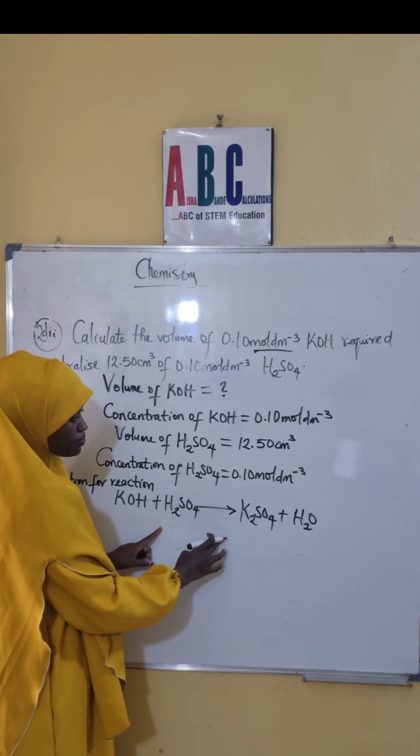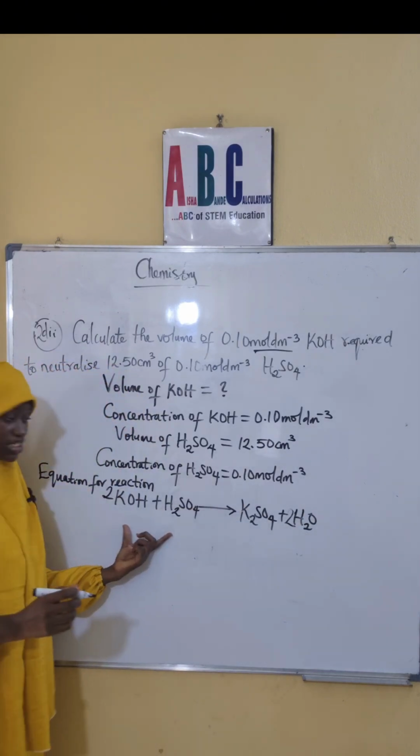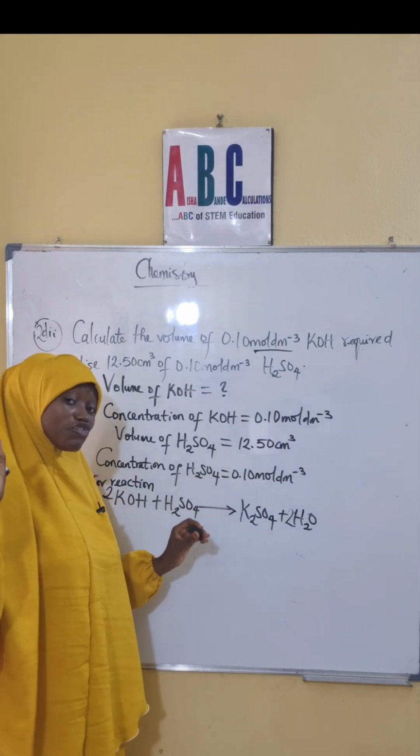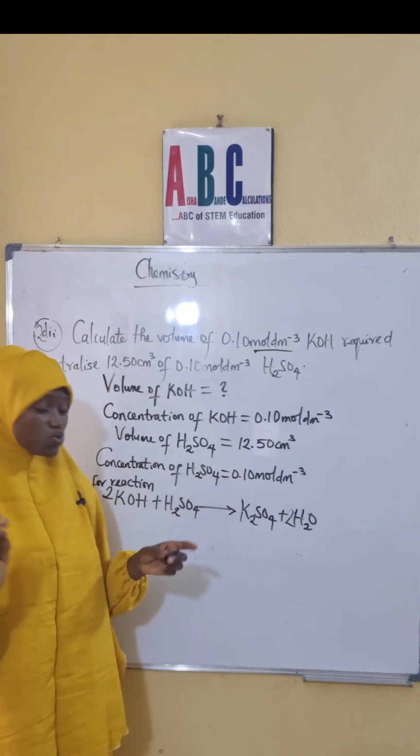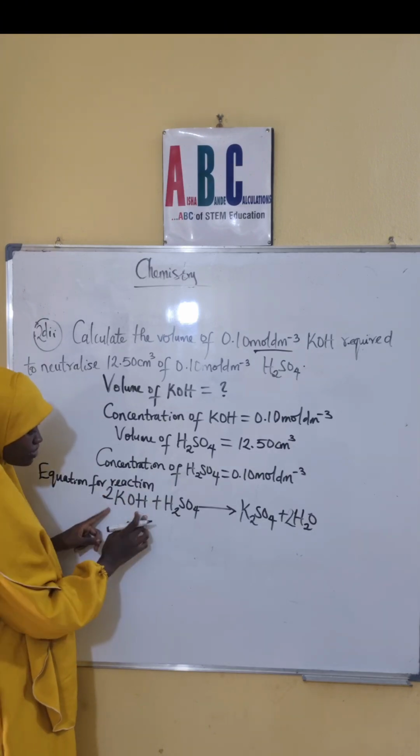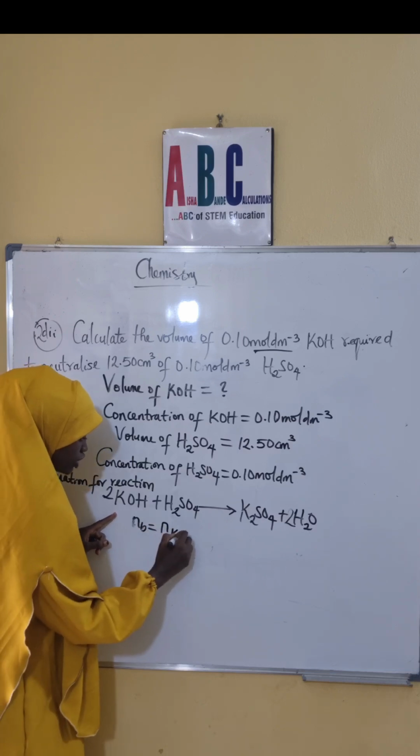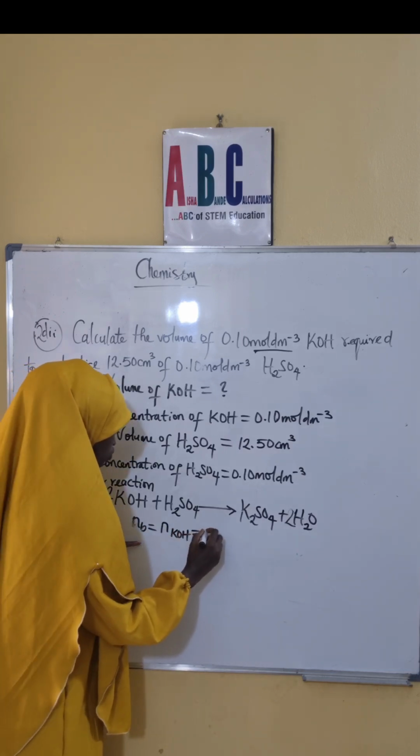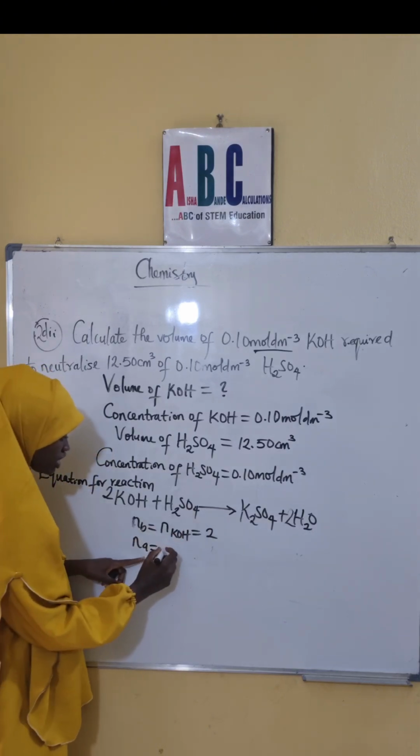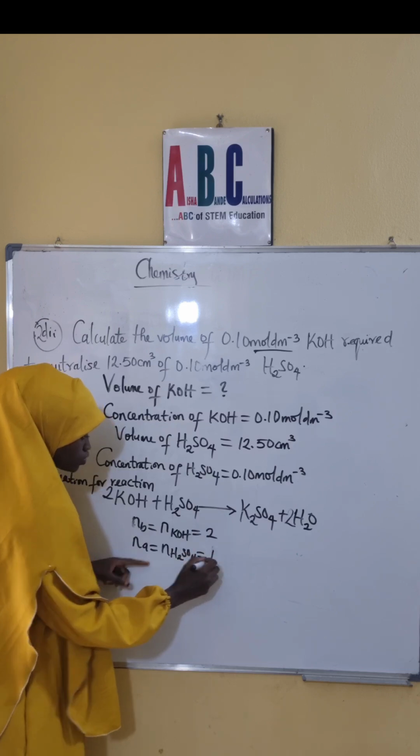Balancing this, if we put a 2 in front of the H2O and a 2 in front of the potassium hydroxide, we'll see that the equation is balanced. This is a different topic on its own, which I've discussed in my previous video on how to balance chemical equations. Looking at the equation of the reaction, the number of the base, that is nB, which is nKOH, is equal to 2, while nA, the number of the acid, that is H2SO4, is equal to 1.